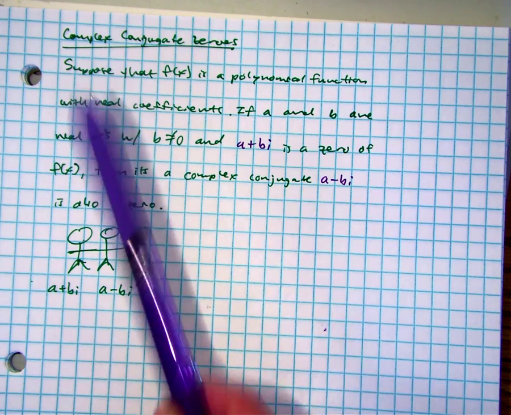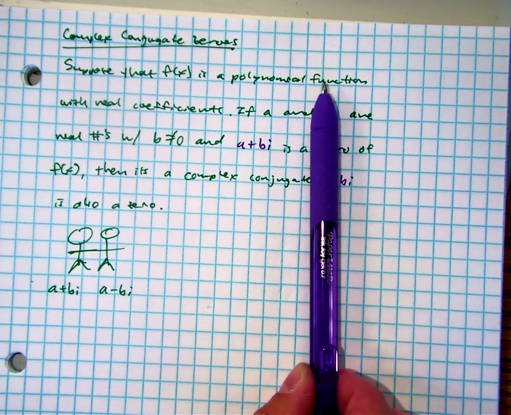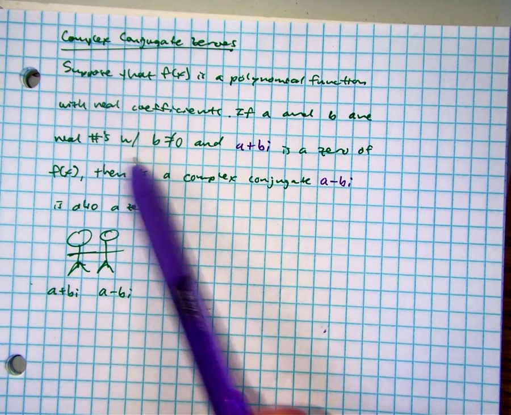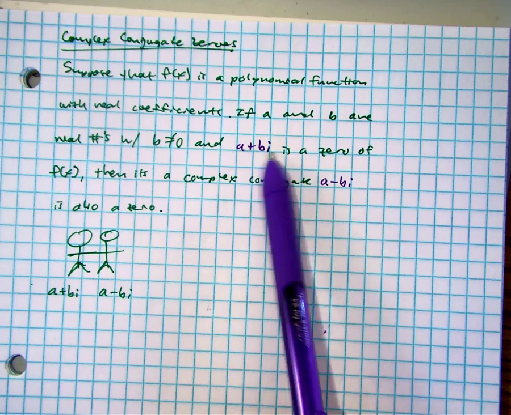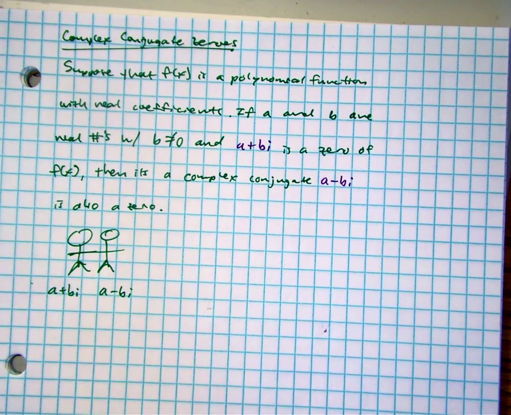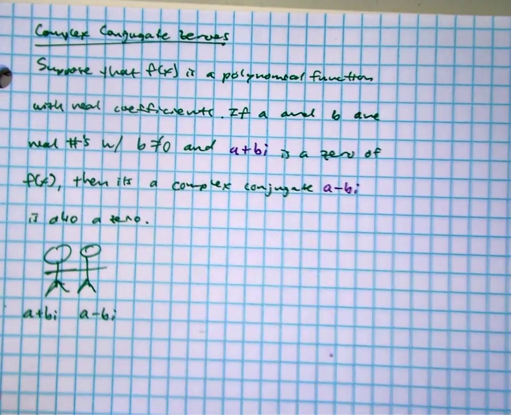Alright, so suppose that f of x is a polynomial function with real coefficients. If a and b are real numbers with b not equal to 0, then a plus bi is a 0 of f of x. Then its complex conjugate, a minus bi, is also a 0. What does that mean? I did it in different colors.